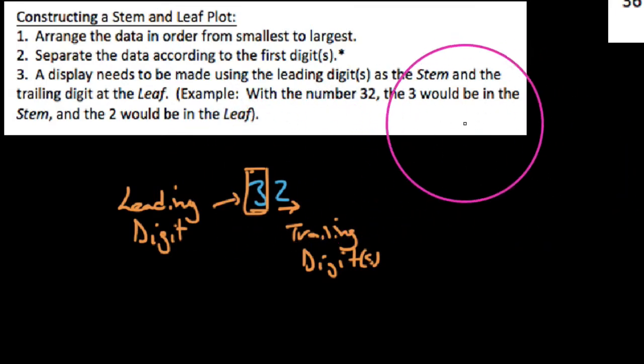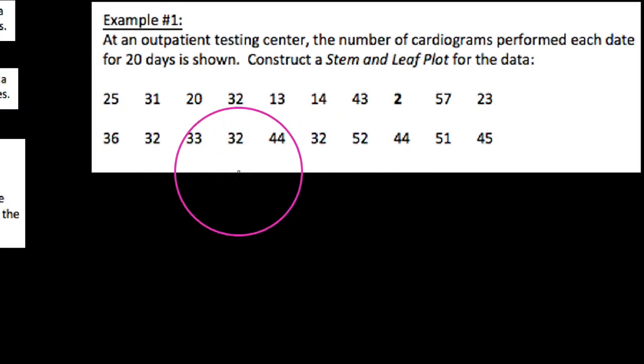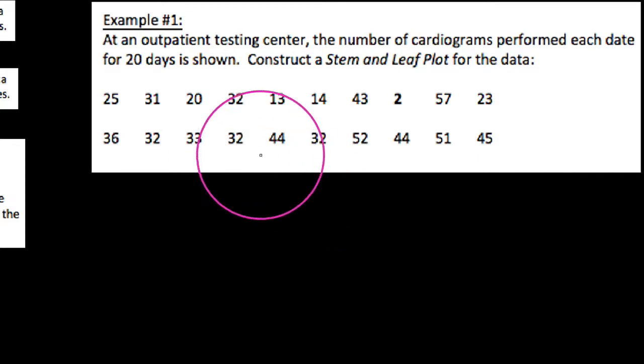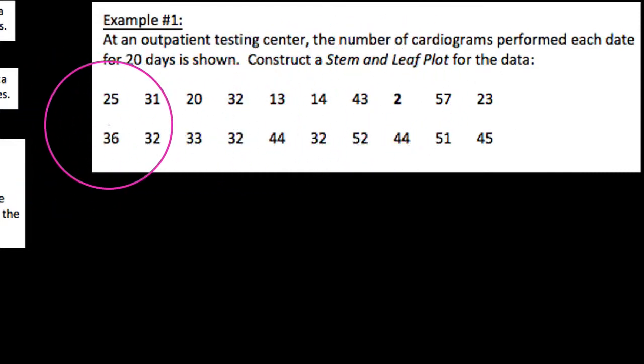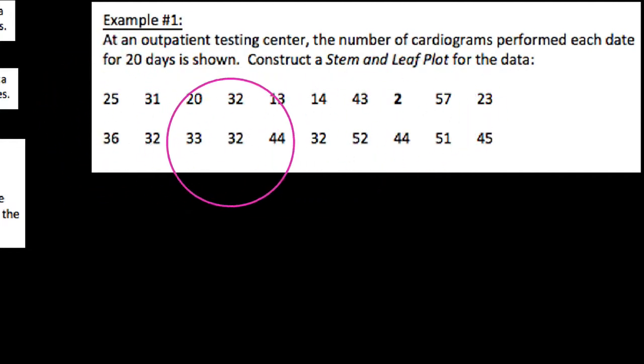Okay, so I'm just basically going to construct one of these over here, and we'll take a look at what it looks like. We say at an outpatient testing center, the number of cardiograms performed each day for 20 days is shown. Let's construct a stem and leaf plot for the data. You'll notice first of all that our data is not in order, and that's the first thing I want to do. It seems that we have 2 rows of 10 data. That means we have 20 total data.